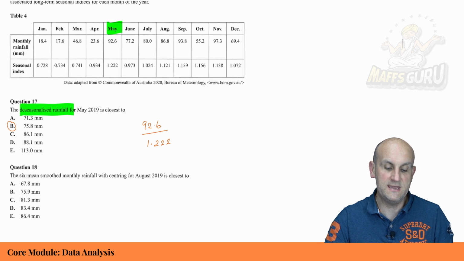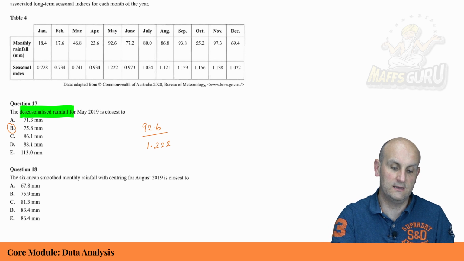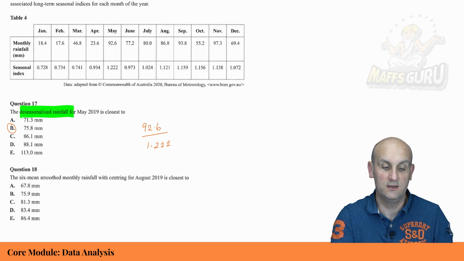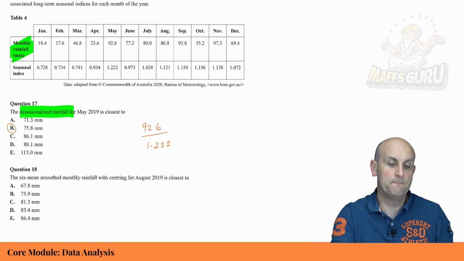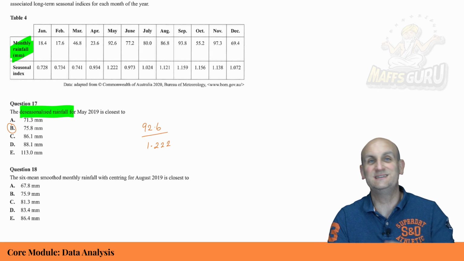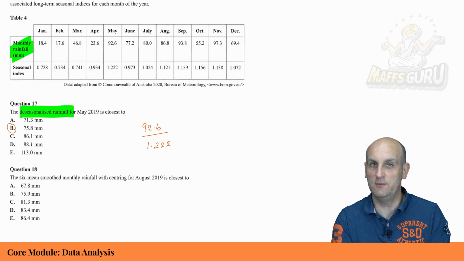The 6 mean smoothed monthly rainfall. Now again, when I did this first question, I did this wrong. I actually did the seasonal indices. Muppet. But we are going to, now because it says 6, it's an even number, it's a little bit more complicated.